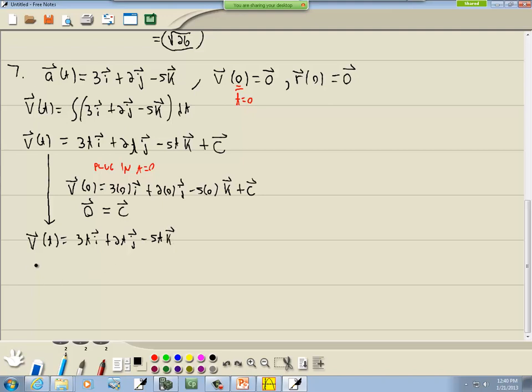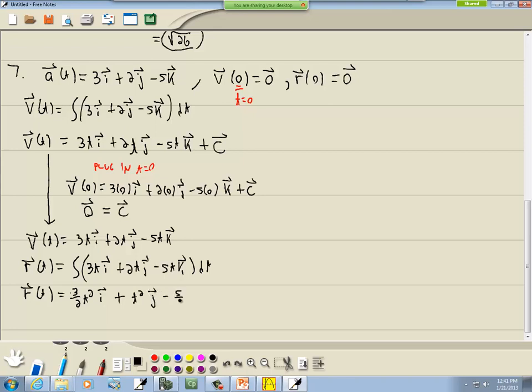So now we need to find our position vector. So r. To go backwards, we're going to take the integral of v. So we've got 3ti plus 2tj minus 5tk with respect to t. So r, add 1 to our power, divide by new power, so that gives us 3/2 t squared i plus t squared j minus 5/2 t squared k plus our constant vector.